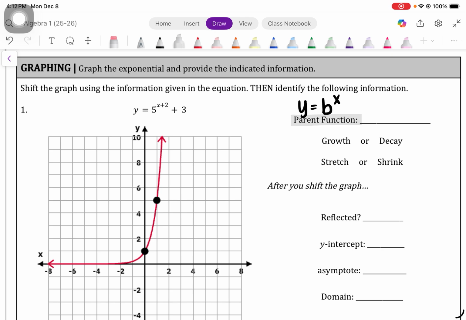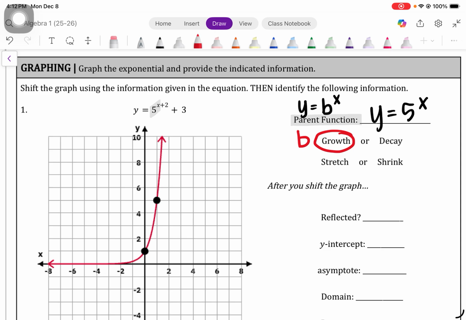So what I'm going to notice is y equals 5 to the x plus 2 plus 3. Here is my parent function, which is just 5 to the x. So I'm going to write 5 to the x. Now, when we are looking at our growth or a decay, you can already tell just by the graph that my graph is moving at a growth. And we can also tell because my b value is 5, which is greater than 1.